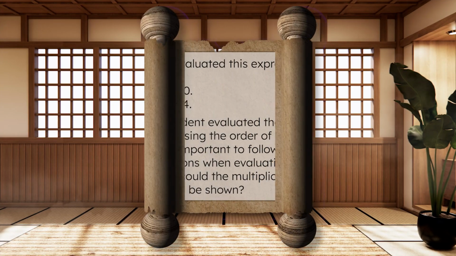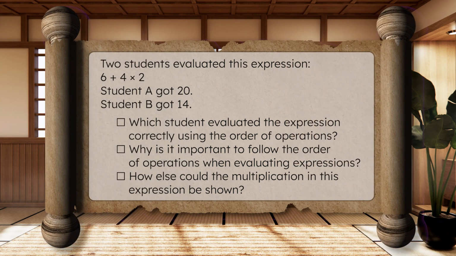Complete it to finish the first part of your training and get one step closer to earning the Order of Operations badge. 2 students evaluated this expression. 6 plus 4 times 2. Student A got 20. Student B got 14. Which student evaluated the expression correctly using the order of operations? Why is it important to follow the order of operations when evaluating expressions? How else could the multiplication in this expression be shown? Pause now to solve the challenge.